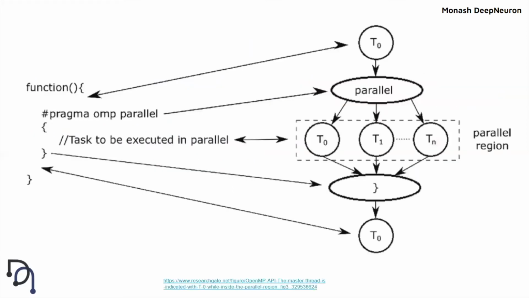Here's an example of how you can use #pragma. The function starts with serial code. Then at the line #pragma omp parallel, a group of threads are spawned to create a parallel region inside the brackets. And at the end of the brackets, the program goes back to a serial region.